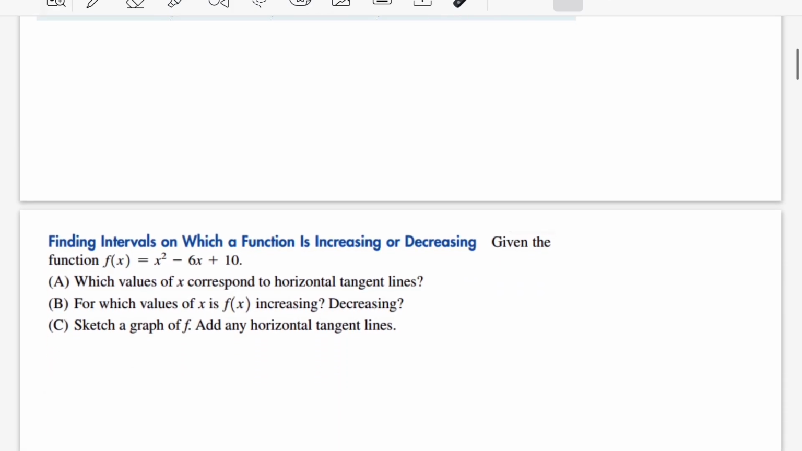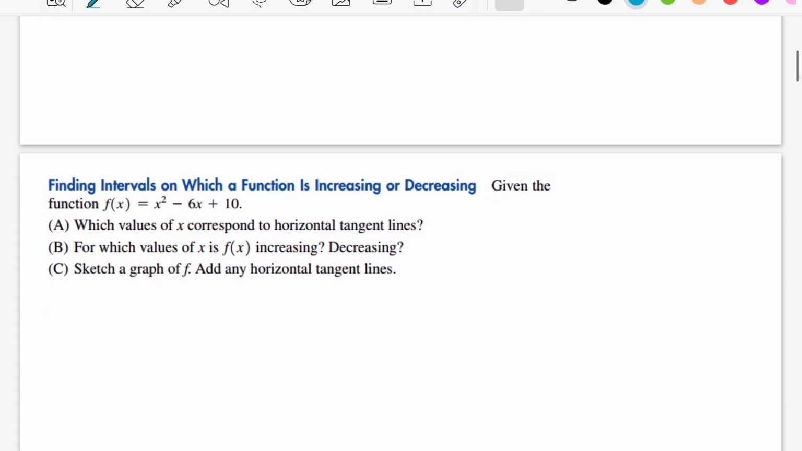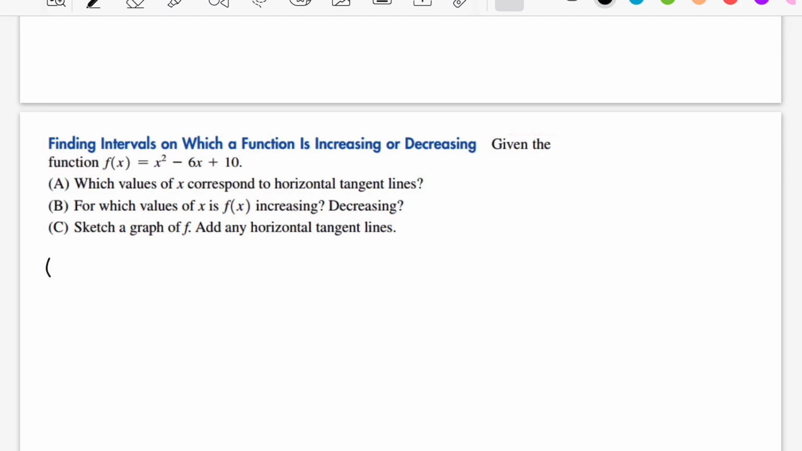Let's look at this one here. We want to find the intervals on which this function here is increasing or decreasing. So we're given this function, and this problem is broken into several parts. So first we want to find which values of x will correspond to our horizontal tangent lines. And we know that a horizontal tangent line just means our derivative is equal to 0.